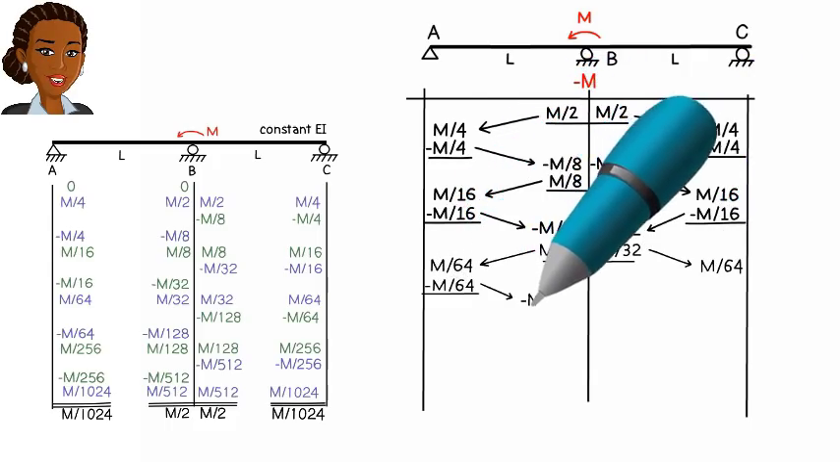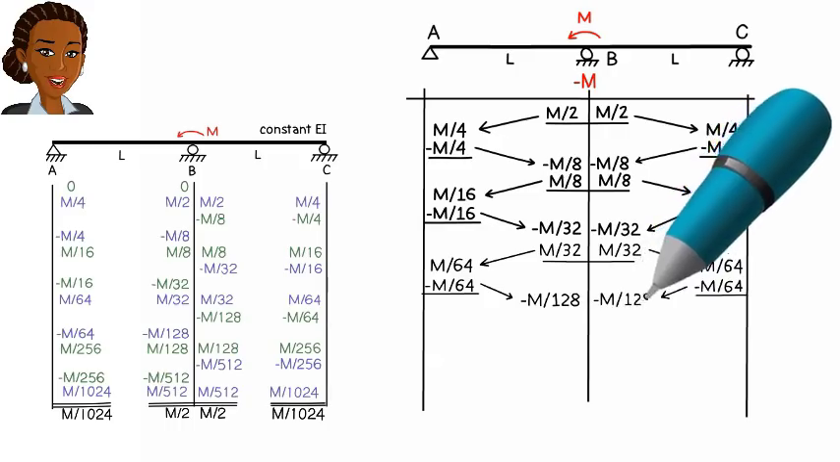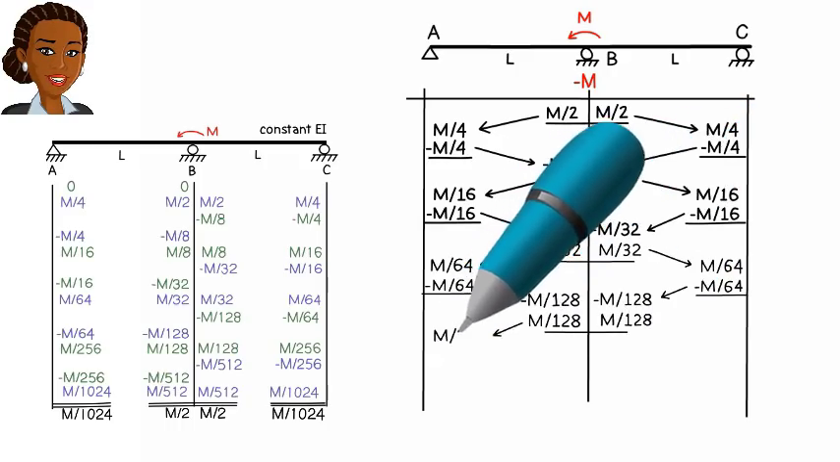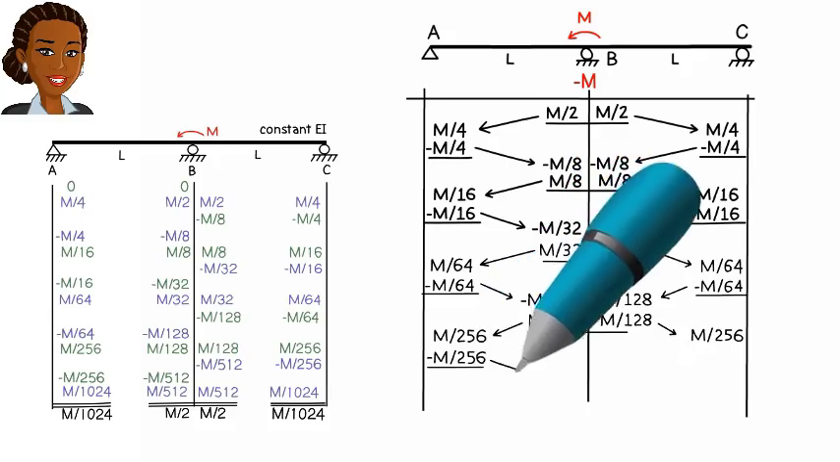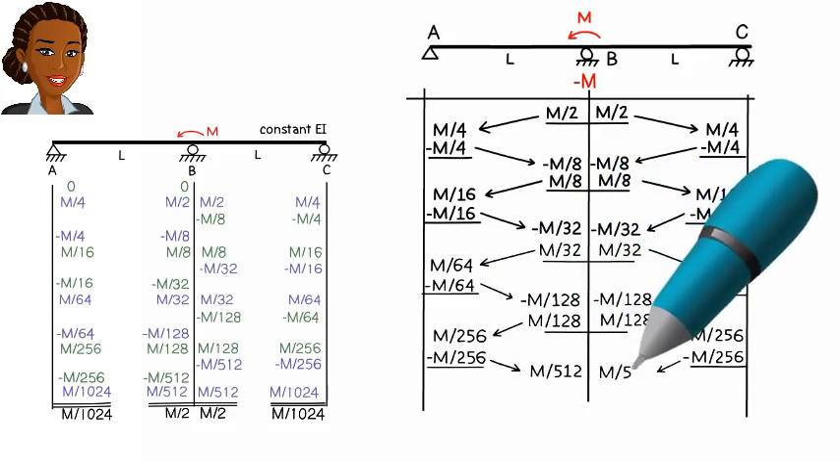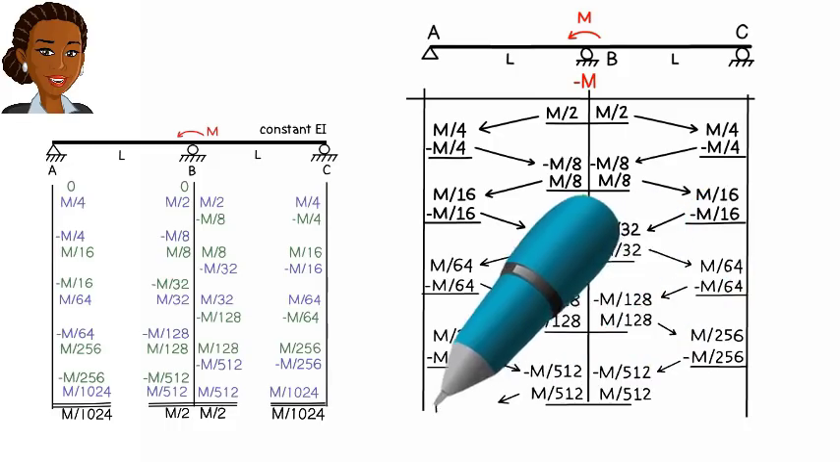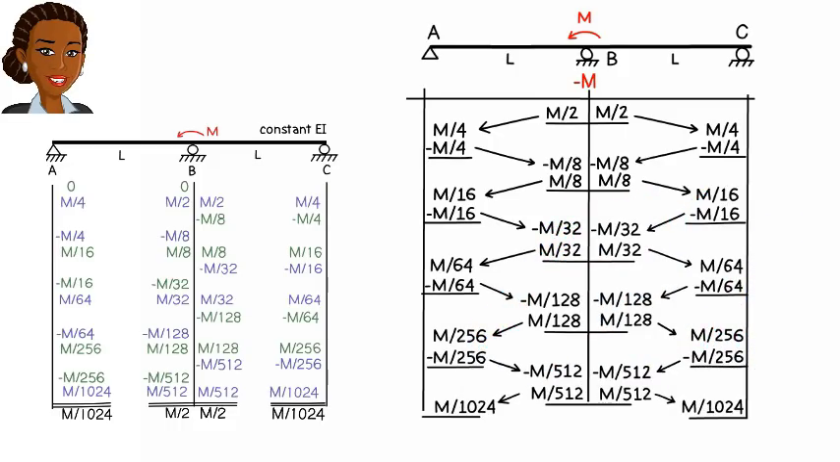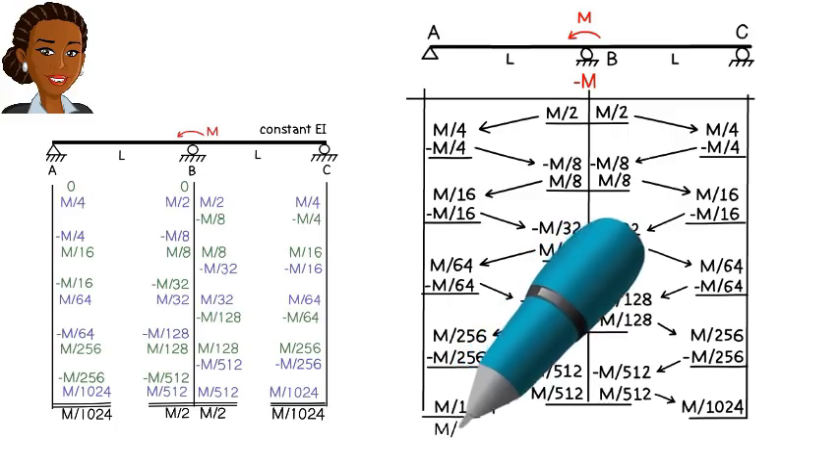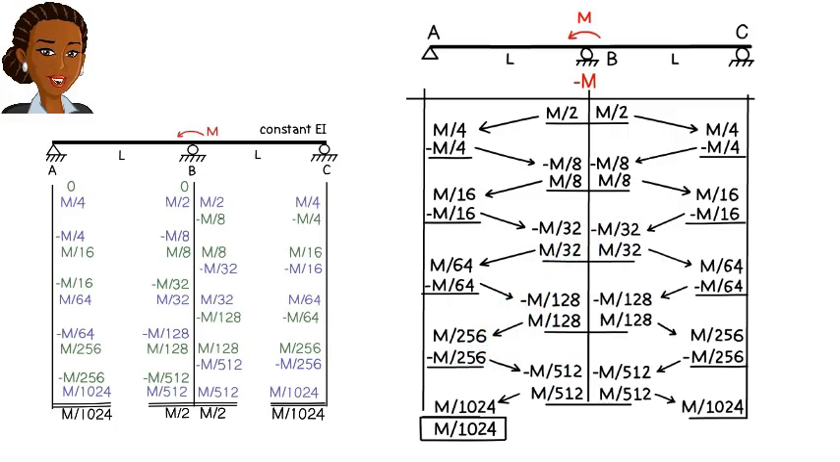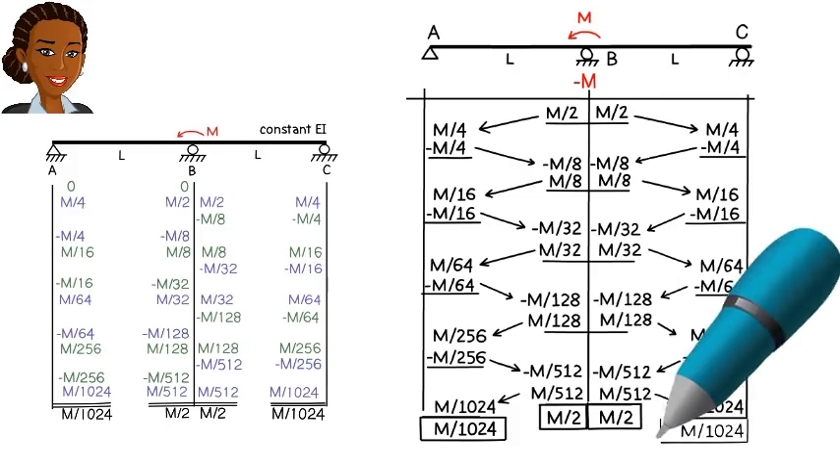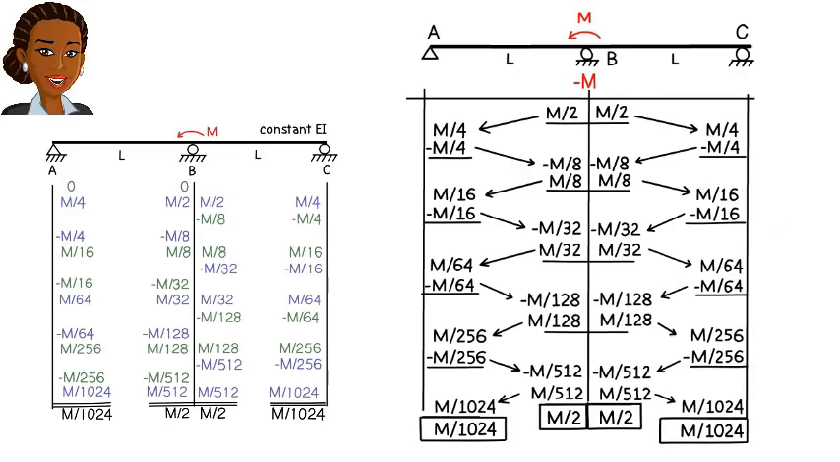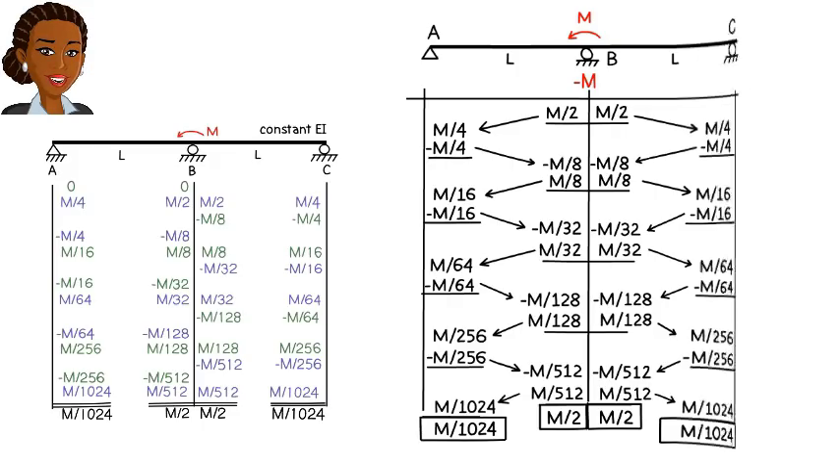This process continues until we are satisfied with the accuracy of the results, until the moment values become small enough to be ignored. Once we are done with this iterative process, we add up the moment values in each column. That gives us the member end moments for the two segments. Then we can determine the remaining member forces and support reactions by applying the static equilibrium equations to each segment, like this.